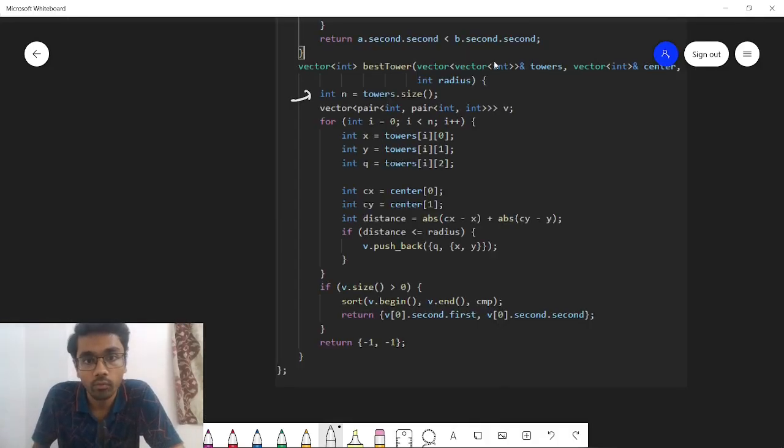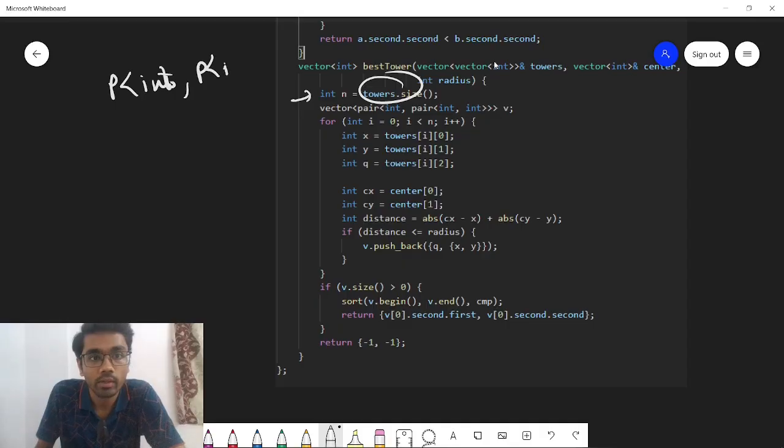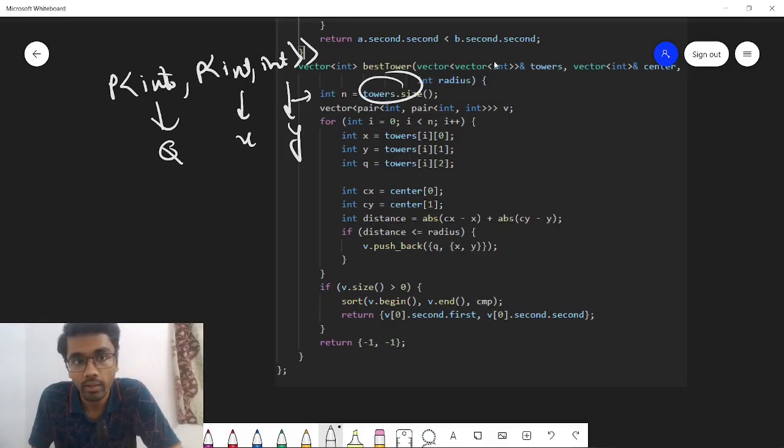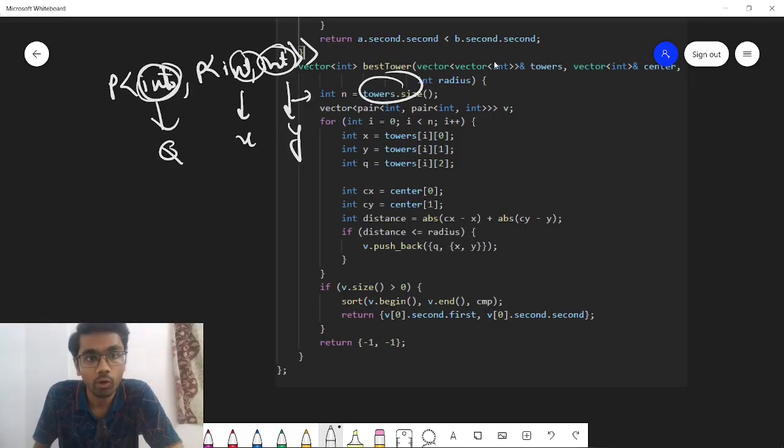So yeah, this is the code. First of all, I have declared a variable n, which tells how many towers there are. Then I have created a vector v, which is a pair of int comma pair of int comma int. Why have I created it? Just to store the quality factor, x coordinate and y coordinate respectively, because we need to sort on the basis of quality factor. If quality factor has a tie, then on the basis of x coordinate. If x coordinate is a tie, then on the basis of y coordinate. So this is the order that I have followed.